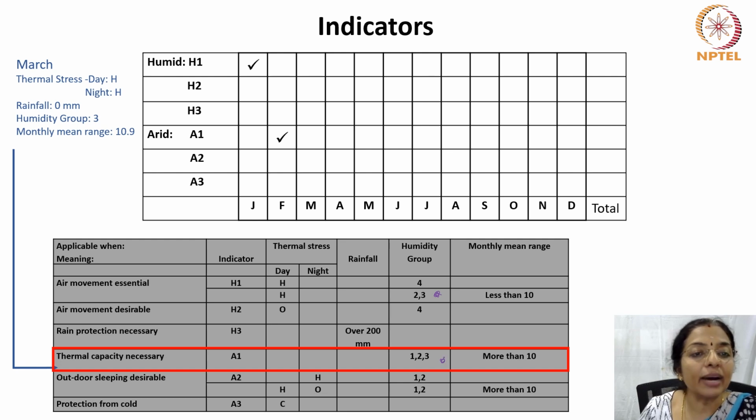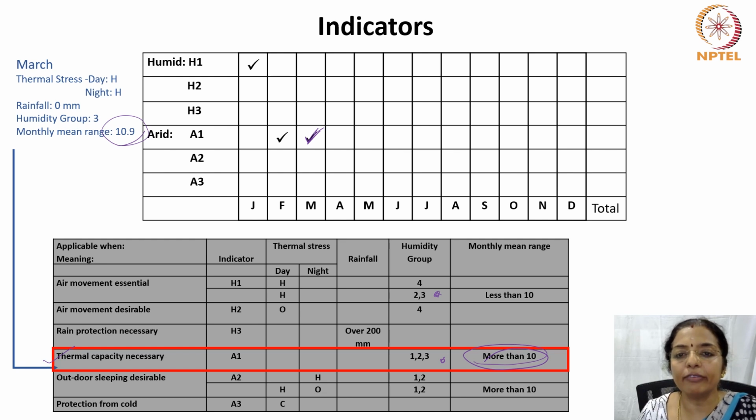But monthly mean range is 10.9. If it were less than 10, then we would have chosen this. But it is more than 10. So we will choose thermal capacity necessary for March. So we will tick thermal capacity necessary for March.